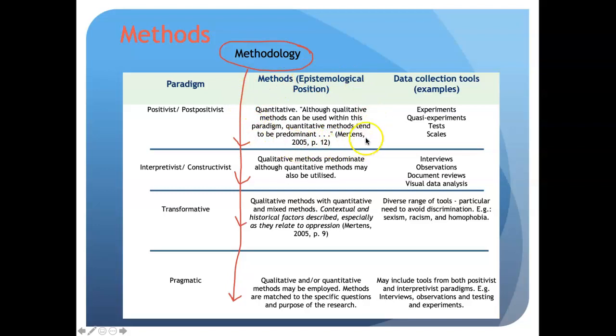So here we're going to choose quantitative, if we're positivist, post-positivist. Qualitative methods tend to predominate in the interpretivist constructivist paradigm. Qualitative methods with sometimes quantitative or mixed methods are used in the transformative approach or paradigm. And then we have the pragmatic, in which it's whatever works. So it could be qualitative, it could be quantitative, it could be any of those that we've talked about.